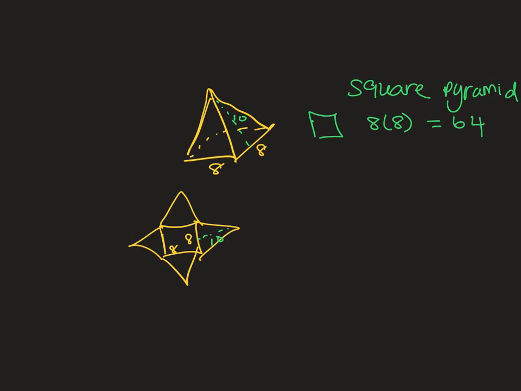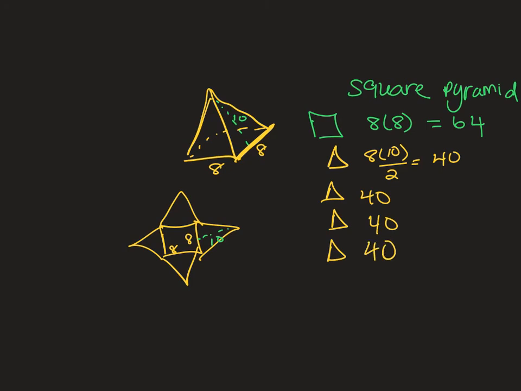Now, to get the triangle, the base of the triangle is 8, and the height of the triangle is 10. So I'm going to say 8 times 10 divided by 2, which is going to give us 40. All 4 of these triangles are going to be exactly the same if it's a square pyramid. So I'm going to add 4 40s, which would be 160, plus 64, and that would give us a total of 224 for the surface area.